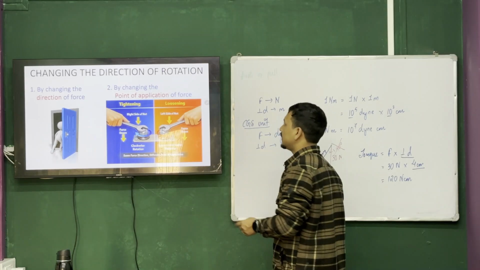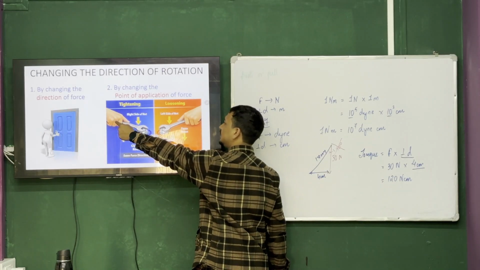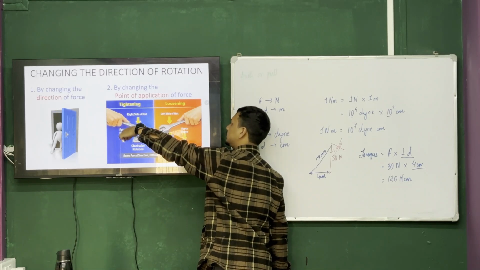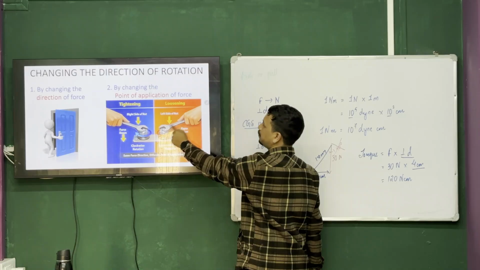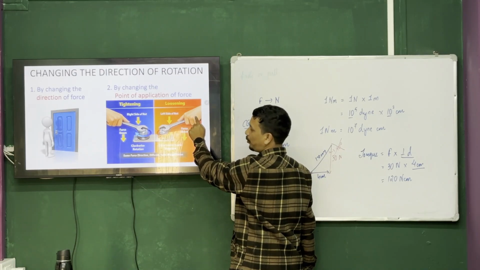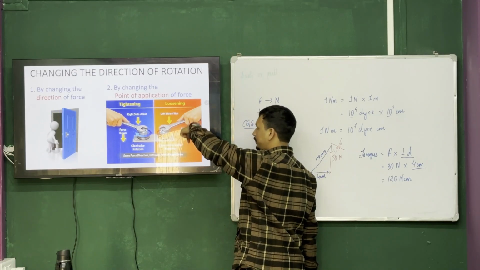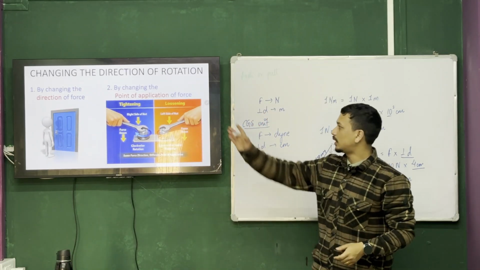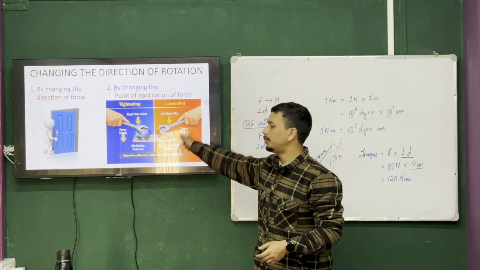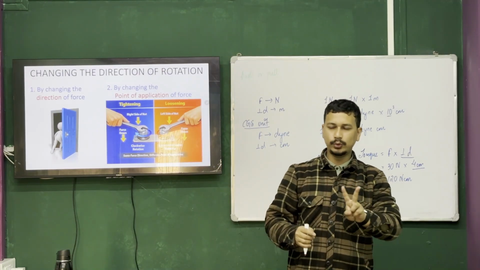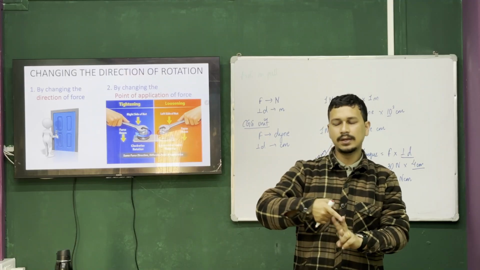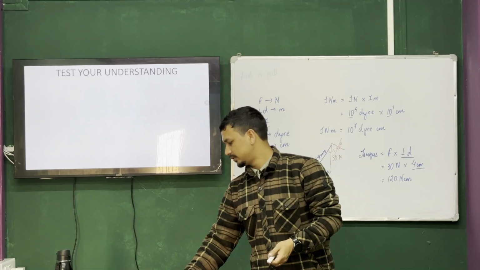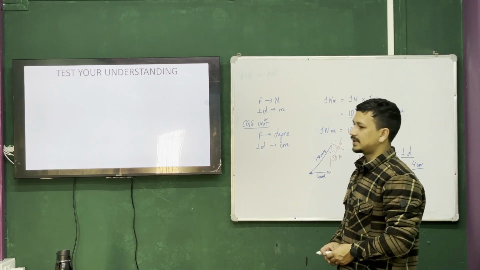But the other way is by changing the point of application. So look at this image. When he applies the force on this side, maybe the force is down only, it will rotate this way, so counterclockwise. But when he puts the spanner in this manner, he's changing the point of application, force is still down, so now it will be clockwise. So counterclockwise to clockwise by changing the point of application. So two ways: either you change the direction of the force or change the point of application. Okay, let's take a small break and test your understanding.